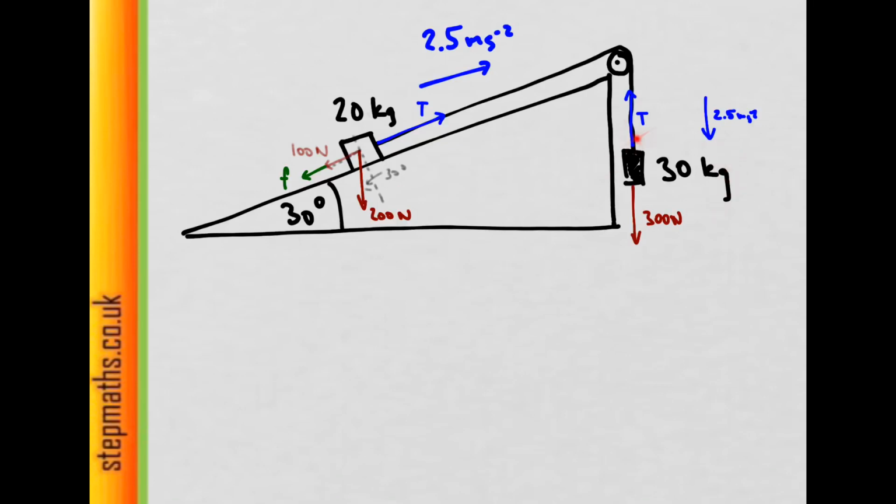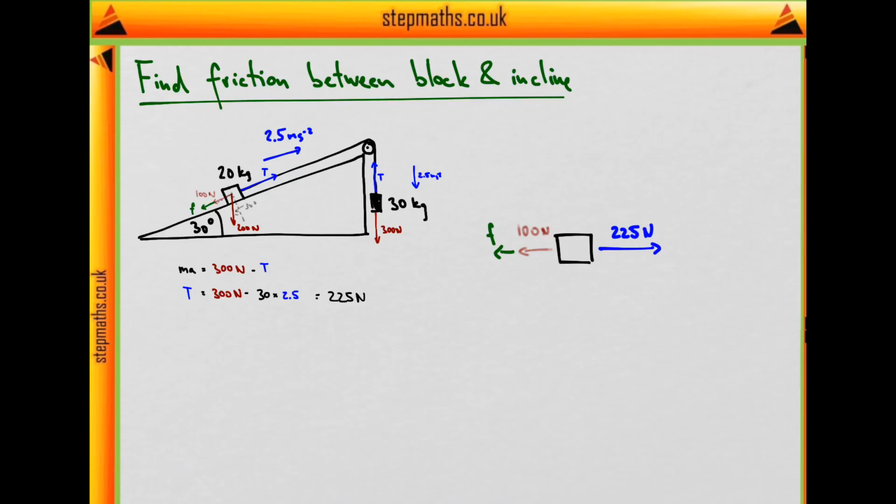Because the black block also has to move with the same acceleration, 2.5 meters per second squared, we can write a statement of Newton's second law, which says that the mass times the acceleration must be the resultant force of the two, the red one and the blue one. And when we evaluate the expression, we get 225 newtons. So that's our tension.